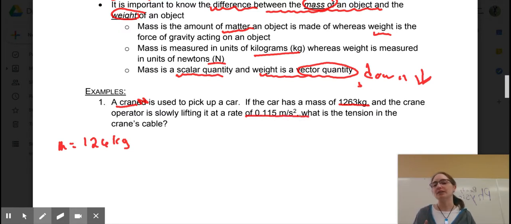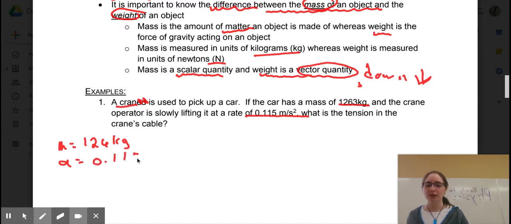Now look at those units. Is that speed or acceleration? Acceleration is correct. So look at those units. This has that meters per second squared, so that is acceleration. So if you write V, I'll be a little bit sad. Okay, so your acceleration, 0.0115 meters per second squared. And now what is the tension in the operator's cable?